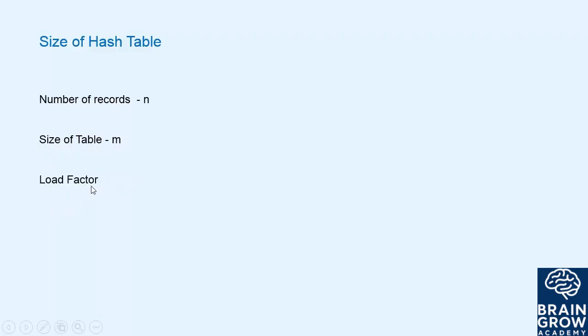Now let's see what is the load factor of a hash table. It is defined as the ratio between the number of records to be stored and size of the table. Now in the next few lectures, we'll study about collision resolution techniques.